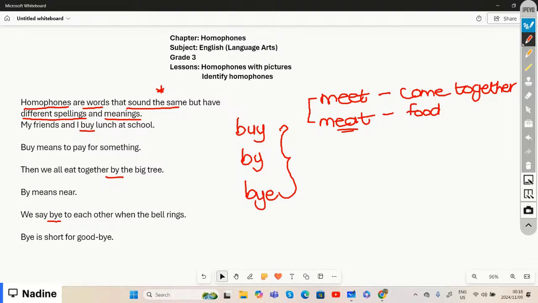So the first meet, which is M-E-E-T, is to come together. And then the second meat, which is M-E-A-T, is food that we eat.